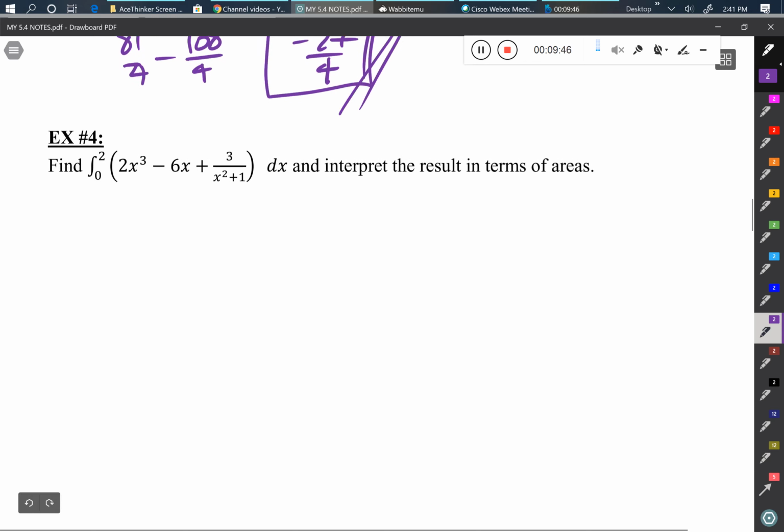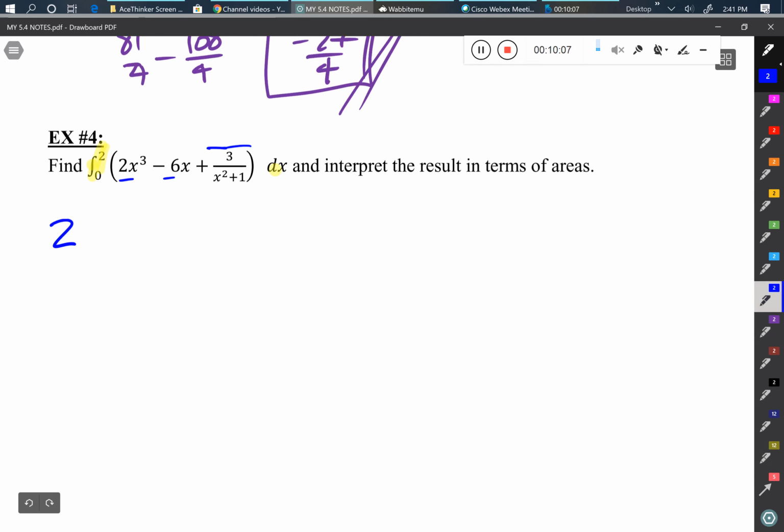Okay. Same problem here. What am I supposed to do? I'm supposed to find an antiderivative because I got an integral symbol. I have limits of integration, so I know that my final answer is going to be numeric. So I'm doing a definite integral. There are 3 terms. I'm worried about that last one, x squared over 1. I can work the first couple pretty easily.